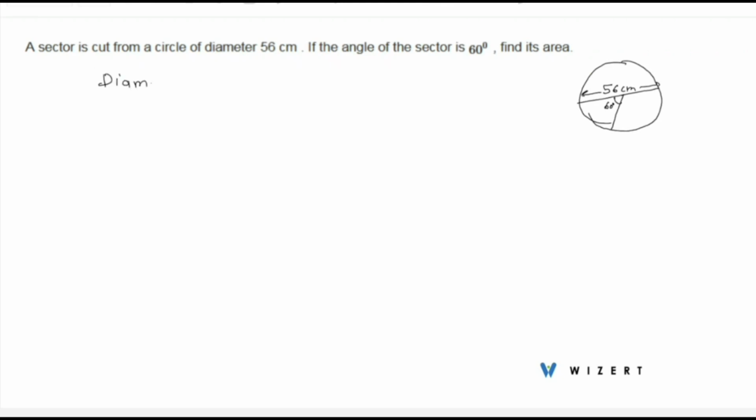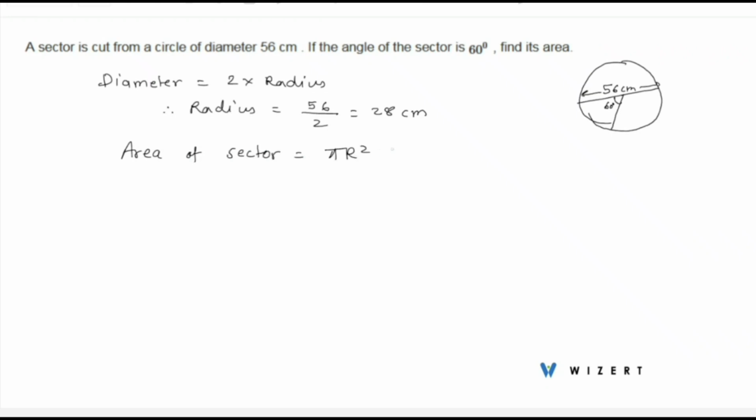Diameter equal to 2 times radius. Therefore, radius of this circle will be 56 by 2 is equal to 28 centimeters. Angle of sector is given as 60 degree. Therefore, area of sector we know is pi r square theta by 360, where theta is angle of sector.